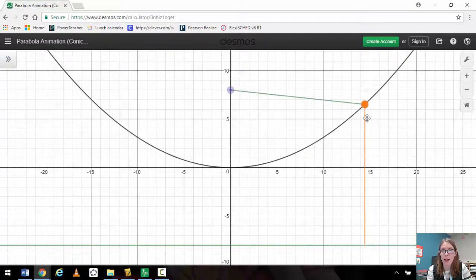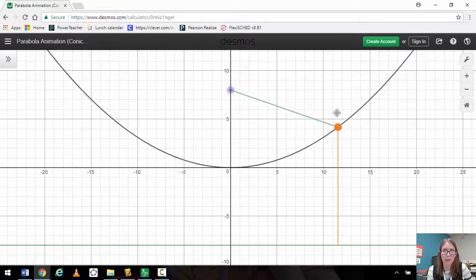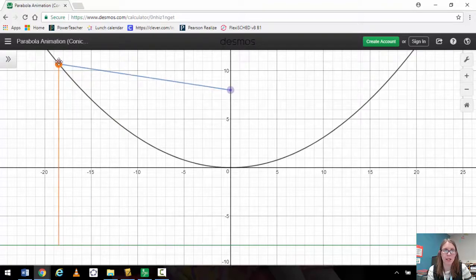And that's the same everywhere you go on this parabola. Even if I'm way up here on my parabola, this yellow point, the distance to the focus and the distance to the directrix are the same. So normally we just think of a parabola as being a U shape, but this is how it's actually formed. Our parabola is all of these points that are the same distance to our focus as they are to our directrix.